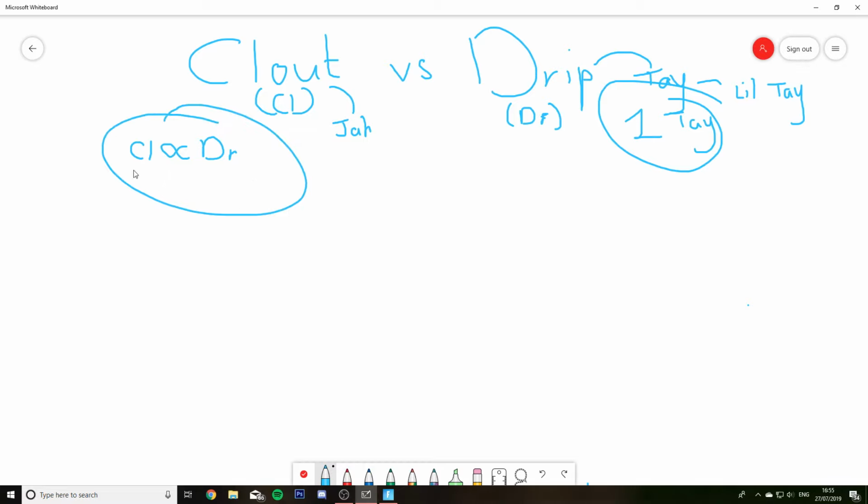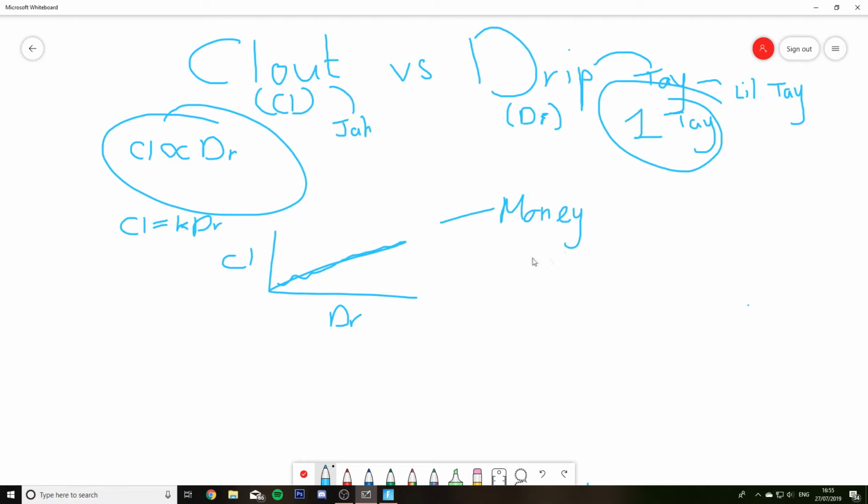So generally, clout is directly proportional to drip, meaning we would write it like this. Or if we were to put it in an equation, which would be usable in mathematics, clout would be equal to K times drip. And the graph for this would look similar to this, this being clout, this being drip, and it would be directly proportional. And this direct proportionality is generally due to a third factor of money that comes in when a person has clout, which enables them to increase the volume or amount of drip they possess.